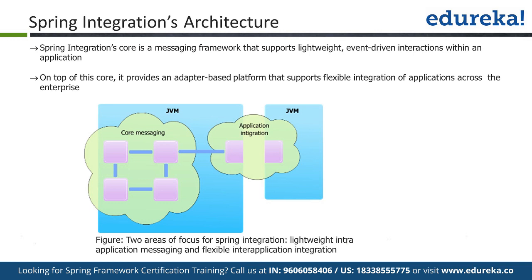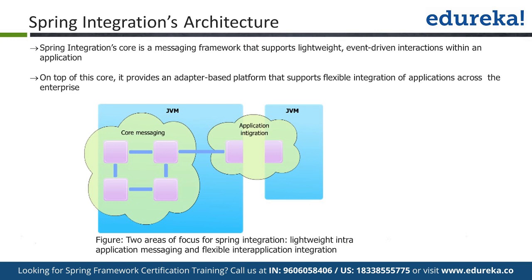Spring integration architecture. Spring Integration's core is a messaging framework that supports lightweight event-driven interactions within an application. On top of this core, it provides an adapter-based platform that supports flexible integration of applications across the enterprise. Two areas of focus for Spring integration are lightweight inter-application messaging and flexible inter-application integration. So where one application is talking to a different application, both may be running on JVM or something else.